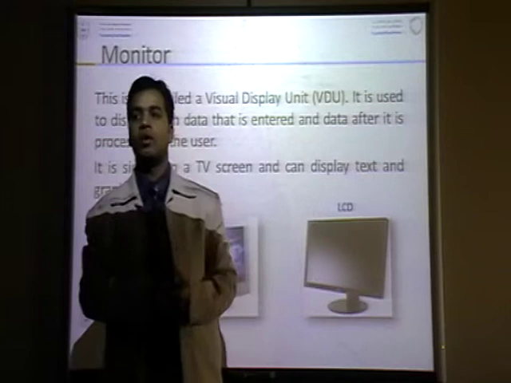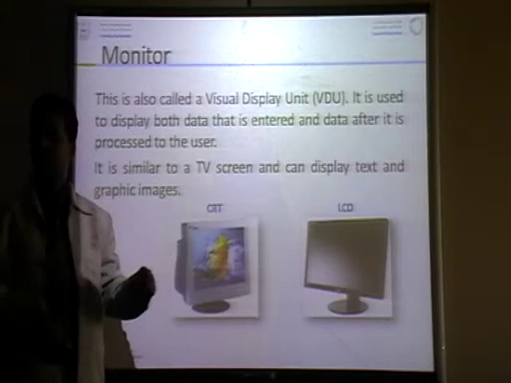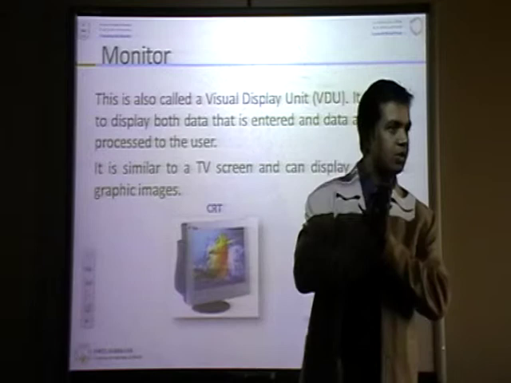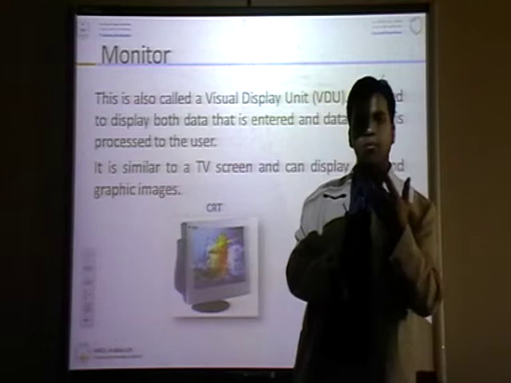Cathode ray tube. What is the full form of TV? What does it mean? Television. Tele and vision, that becomes TV. Tele means from far, from far away. And we see, television.